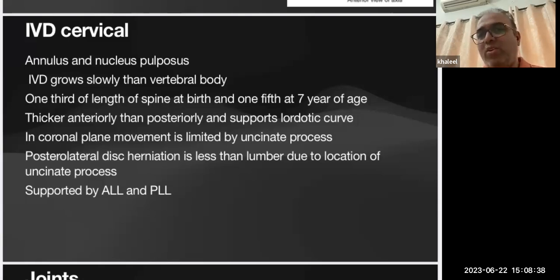In the coronal plane, movement is limited by the uncinate process. The uncinate process is another unique characteristic of the cervical vertebra. It is usually in the dorsolateral position, and it makes a joint among the vertebral bodies. Usually the disc herniates, but posterolateral disc herniation is limited due to the location of the uncinate process. And these are supported by two ligaments, the anterior longitudinal ligament and the posterior longitudinal ligament.